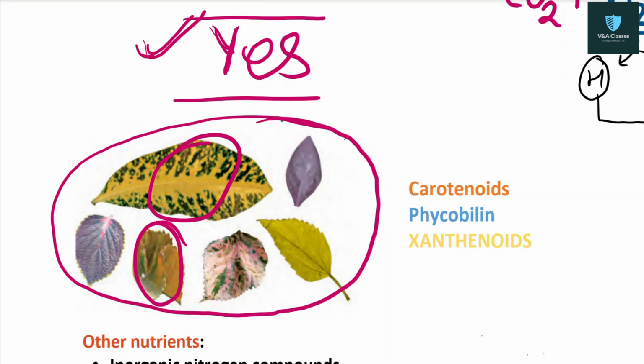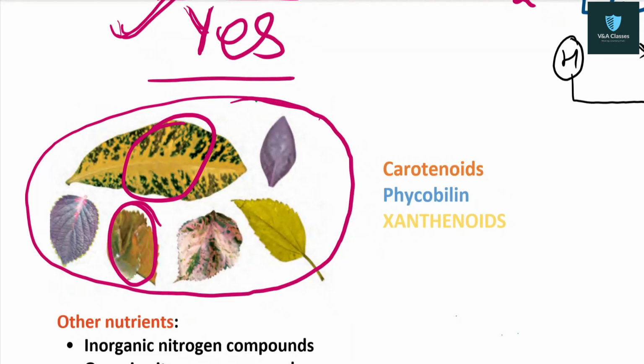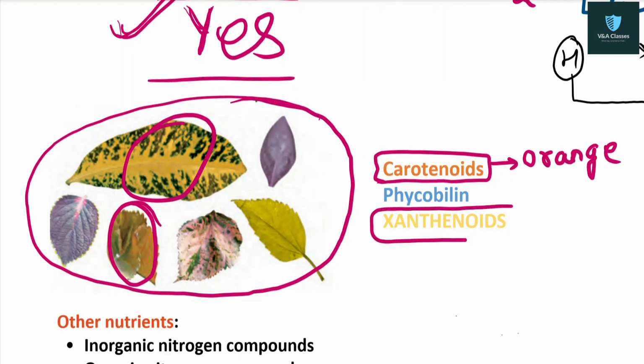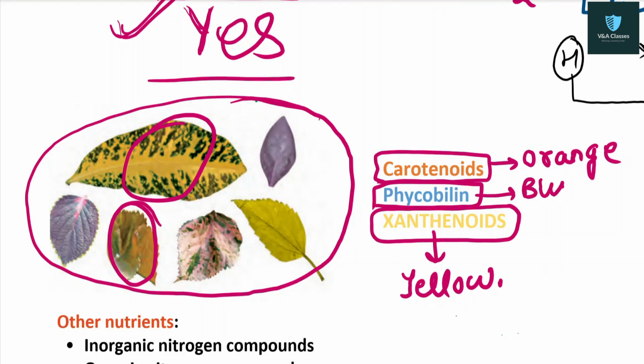So why is it that the leaves are not green in color? Everywhere in the discussion we were talking about green, chlorophyll, chloroplast. So why are these leaves not green? It is because of some other pigments which are present in these leaves. What are these pigments? One is carotenoid. It is an orange colored pigment. The other is a group of pigments called xanthophylls. They are yellow colored pigments. And phycobilins are a group of pigments which are blue or green in color.